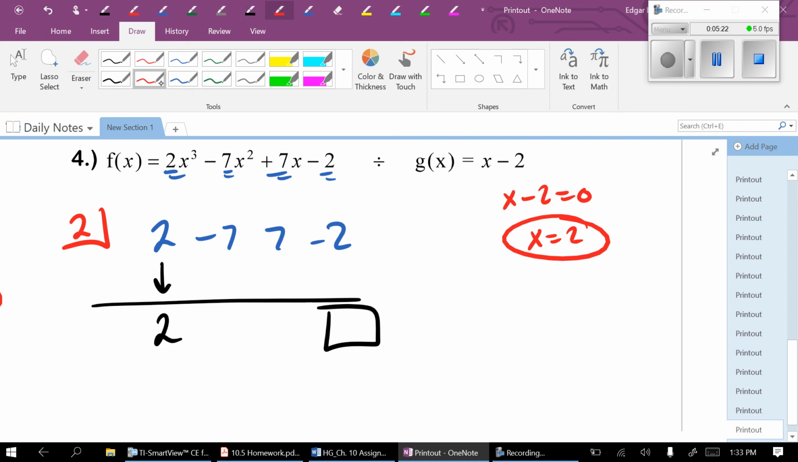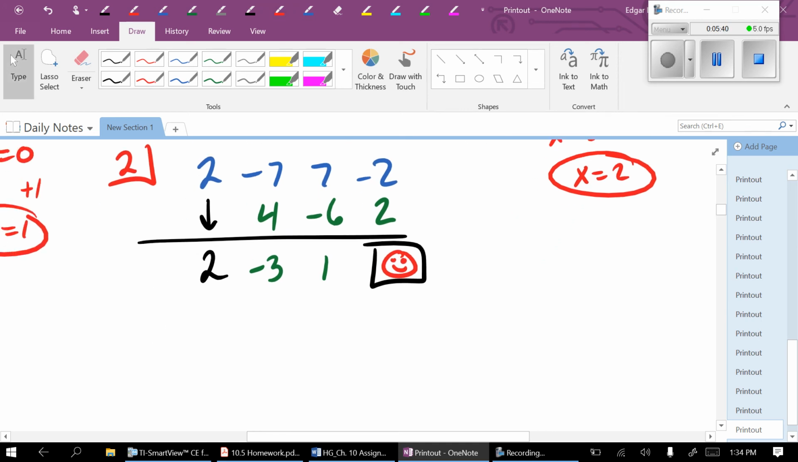So then this is going to be 2 times 2 is 4. Negative 7 plus 4 is negative 3. 2 times negative 3 is negative 6. 7 plus negative 6 is 1. And 2 times 1 is going to give me 2. And once again, I did get lucky here, guys. No remainder left over. So I got a little smiley face going there.